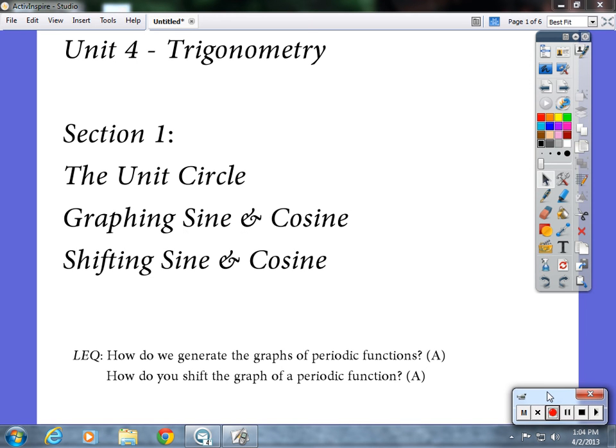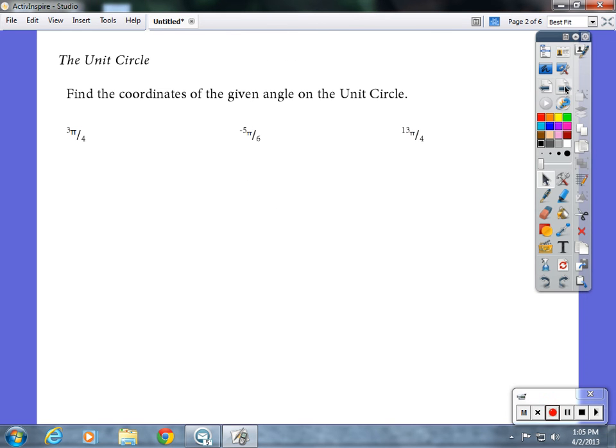So how do we generate the graphs of periodic functions? And how can we shift the graphs of a periodic function? So we're going to talk a little bit here about the unit circle first, and then graphing sine, cosine, and shifting graphs of sine and cosine.